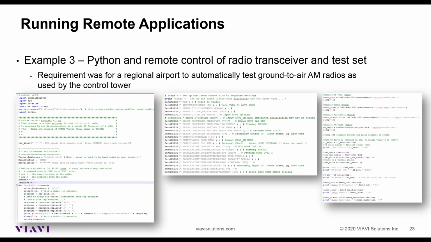Another example was looking at rack-mounted, shall we say, ground-to-air radios. When we're actually controlling the radio, if you look at that middle picture, we're sending a lot of RS-232 commands, which we can do from the test set, to a telecoms test set, which is basically the control interface into that ground-to-air radio. So not only are we controlling the test set, we're controlling a third-party piece of equipment and doing all the measurements on the radio.